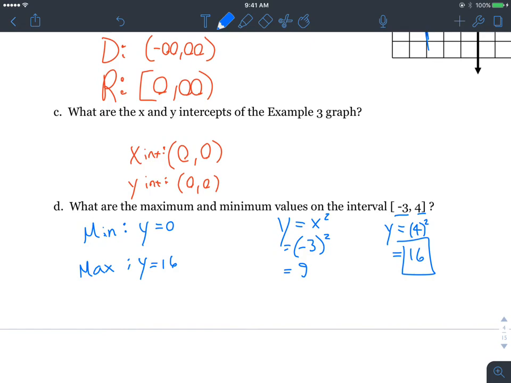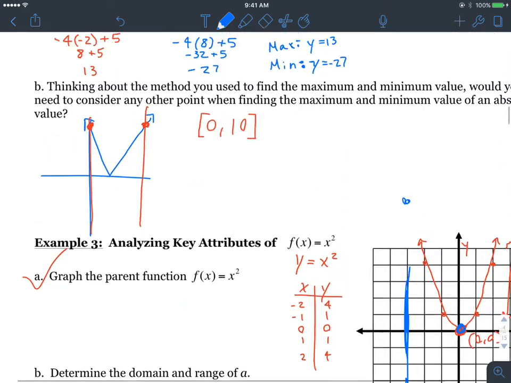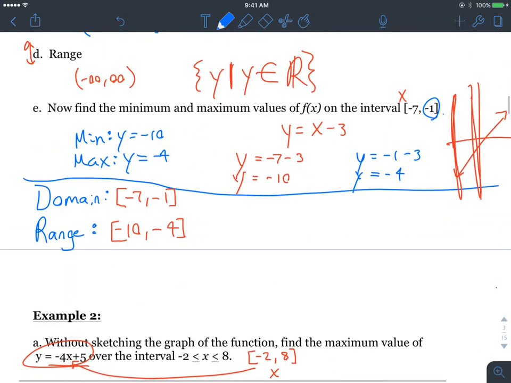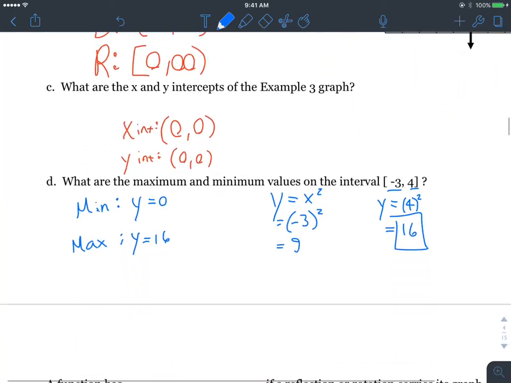And then if you wanted to go back and get your domain and range based off of the interval, you can do kind of like what we did on this problem right here. Use your max and min values to get your domain and range.